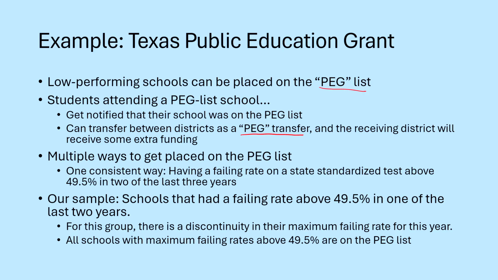Now, there are multiple ways to get placed on the PEG list. One consistent way is if you're having a failing rate on a state standardized test above 49.5% in 2 of the last 3 years. The state standardized test that they're using for this rule might change from year to year, but this is a consistent rule. If you have a failing rate above this 49.5% in 2 of the last 3 years, then you are going to be placed on the PEG list.